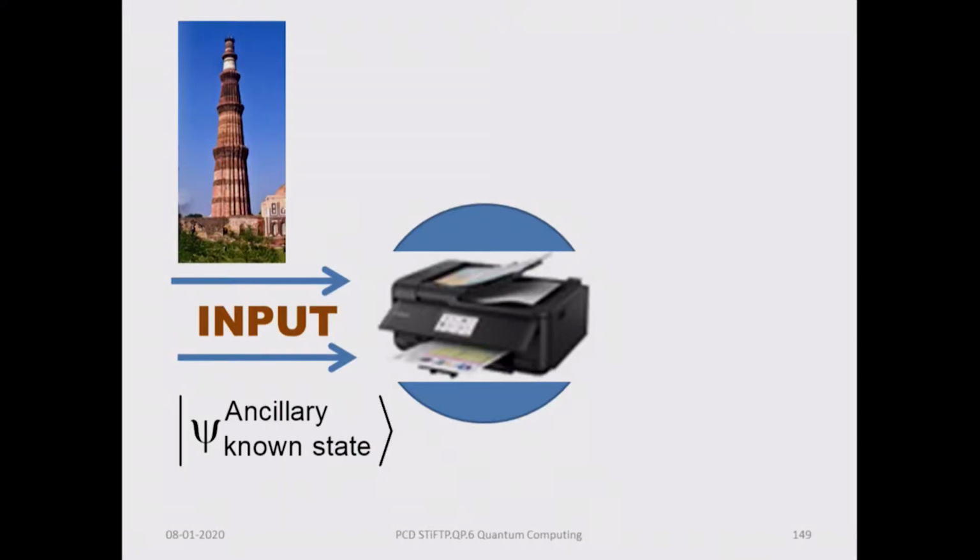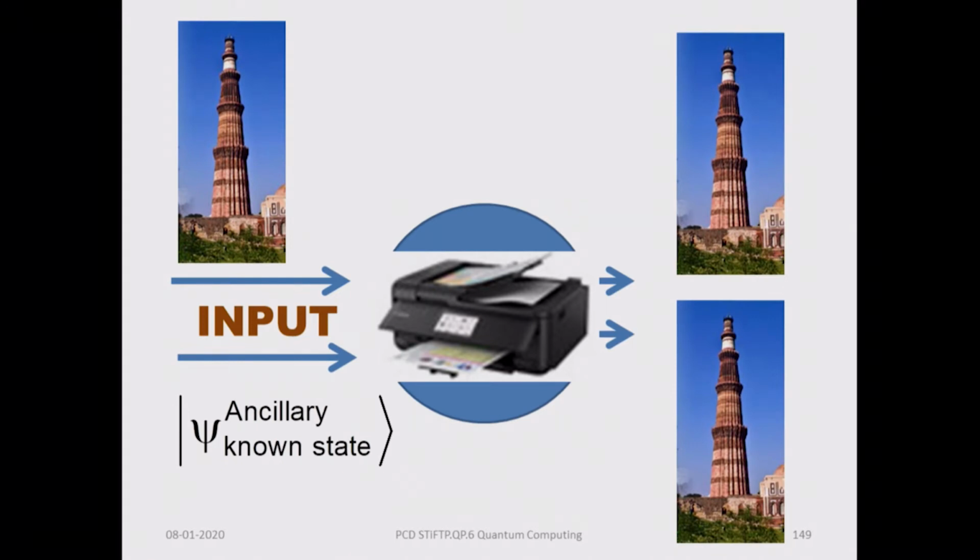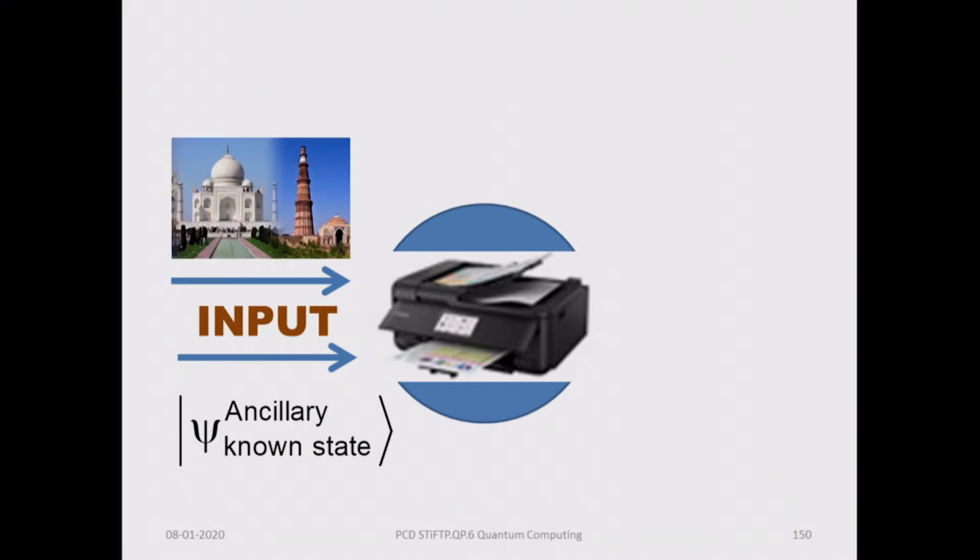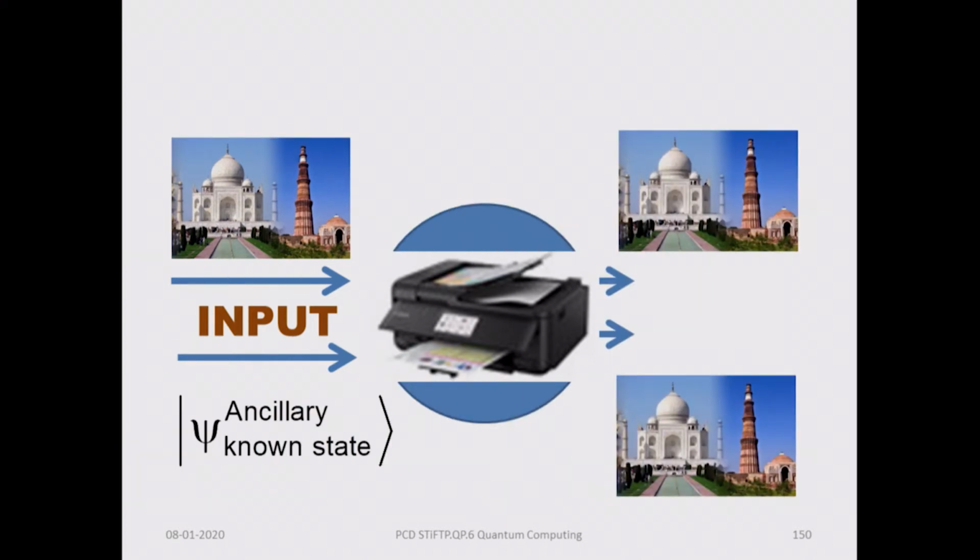And the copying machine would be useless if it can copy only the picture of the Taj Mahal, right? It's a copying machine, it has to copy whatever you give, right? So, if you give the Qutub Minar, you will get two copies of the Qutub Minar, okay? Or you can give a picture of the Taj Mahal with the Qutub Minar, and you expect it to produce two copies of that.